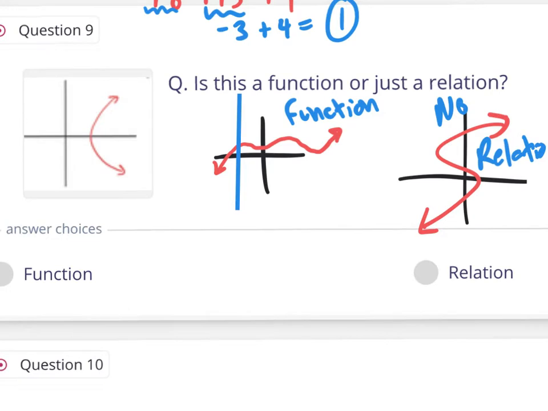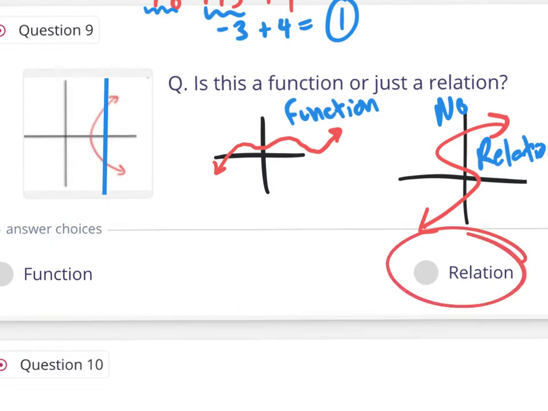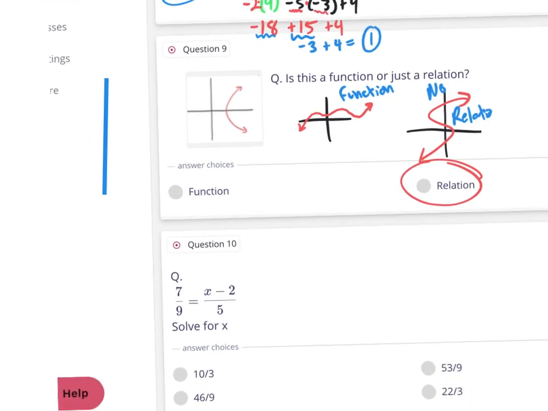You know what I'm saying. And then this one over here, the one they're actually asking, this one is a relation because it touches at 2 spots. So this is definitely a relation. Vertical line test, that's what we're doing.